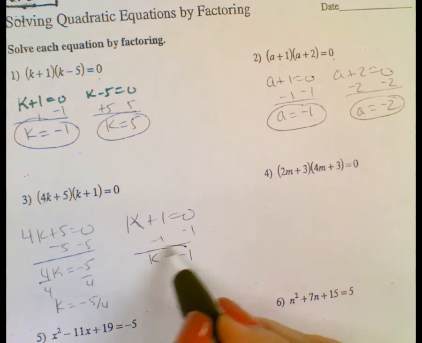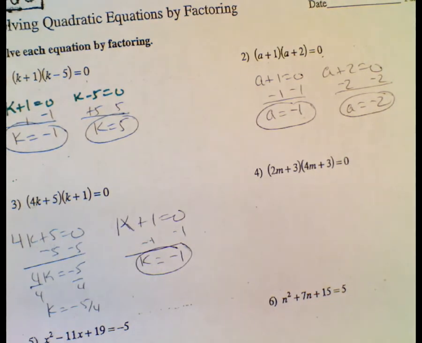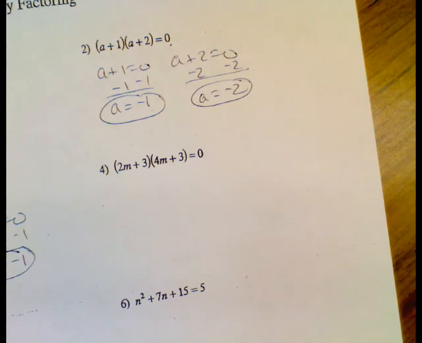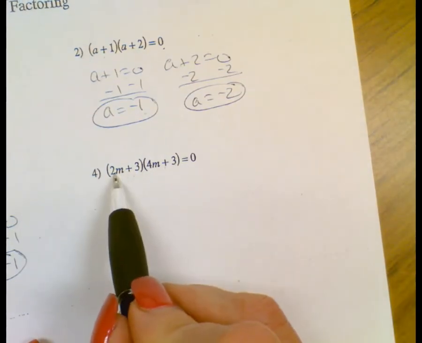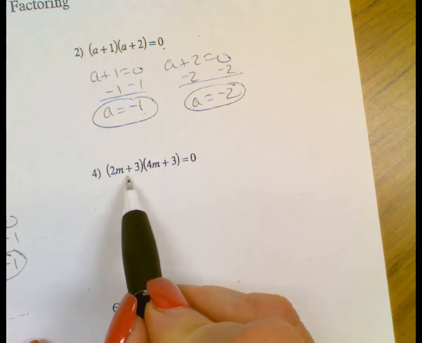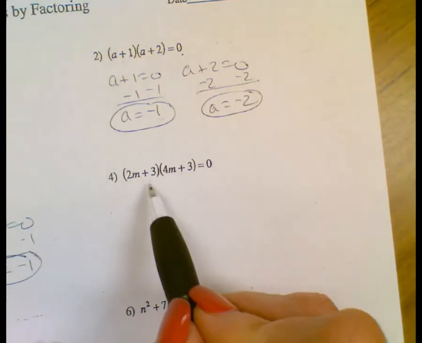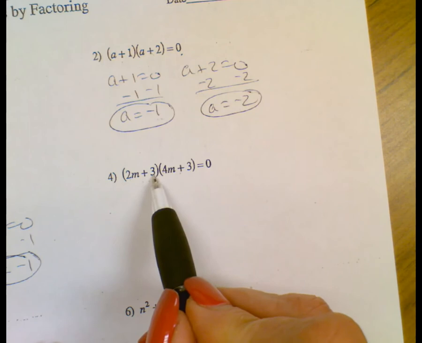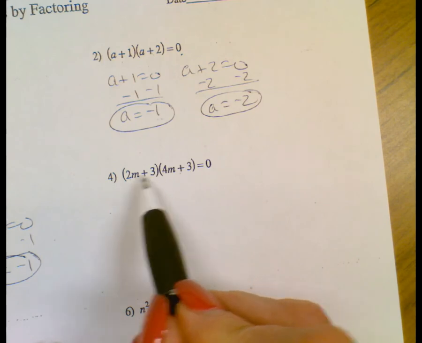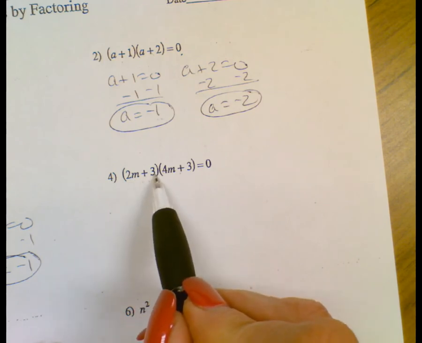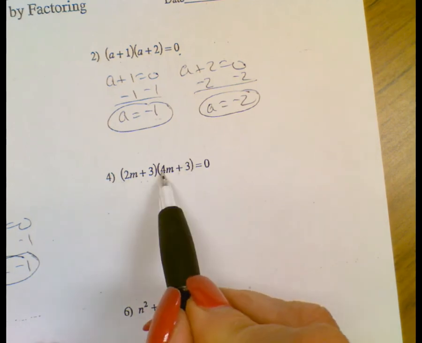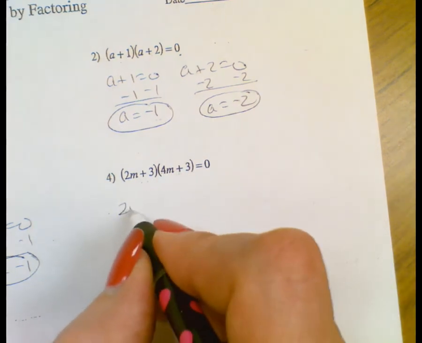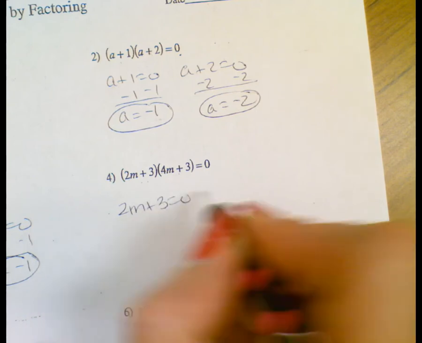K equals -1. So this one, these are factored. Now these should both be fractions because there's numbers in front. When you get good at this, you can just do it without doing all this work. So for this first one, it's going to be the opposite of this number divided by this number. So this answer should be -3/2. And this one should be -3/4.